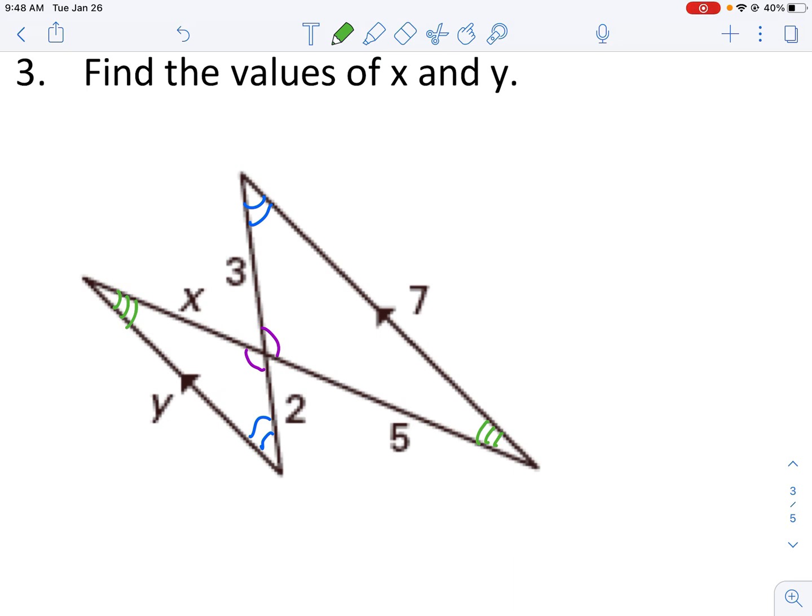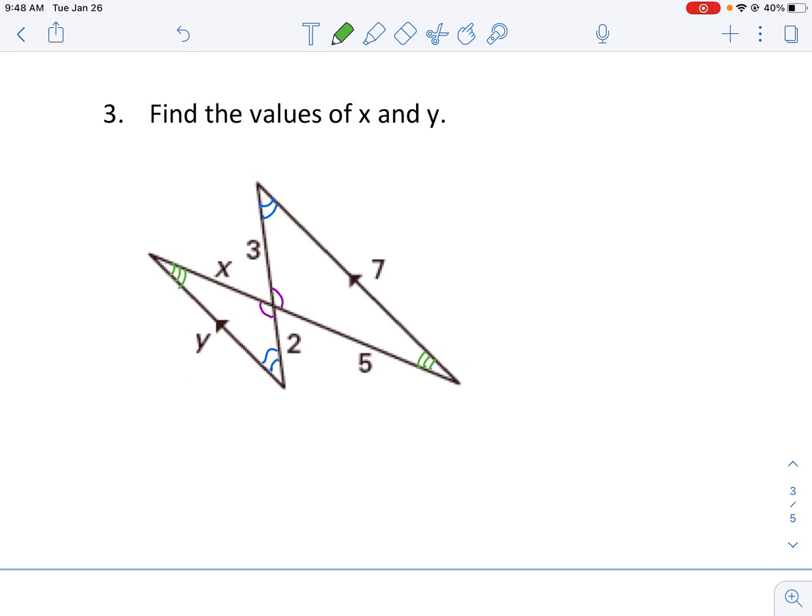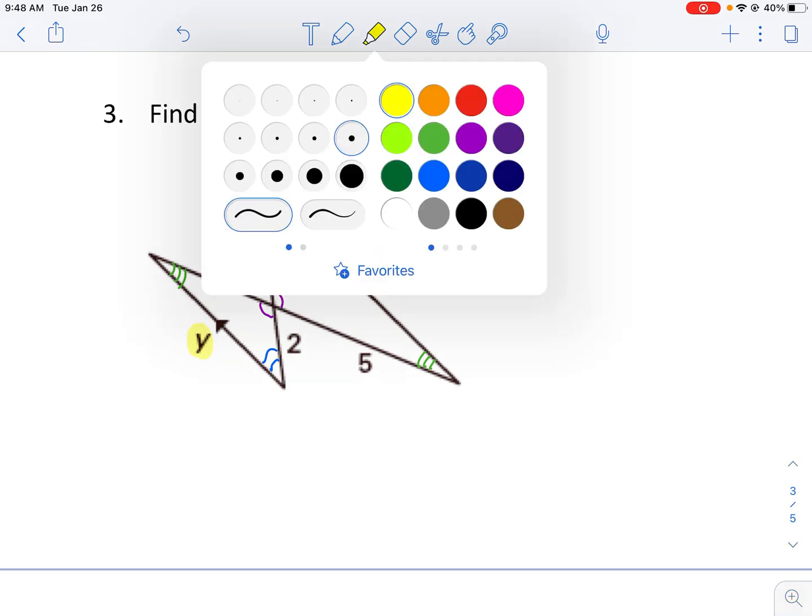And that's important to know which angles are congruent because that tells us our corresponding sides now. So look how the 7 here is between the green and the blue. So that corresponds to y. So when we set up our proportions, we can say 7 over y. Let's highlight these. So we got 7 corresponding to y because they're both between green and blue.